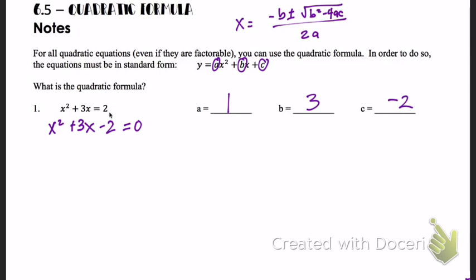My first suggestion when you're doing this is to go ahead and do all the stuff under the radical first. So b squared minus 4ac. The reason why I tell you to do that is because when you do that first, it makes life a lot easier if you go ahead and simplify that. And so b squared is 9 minus 4 times 1 times negative 2.